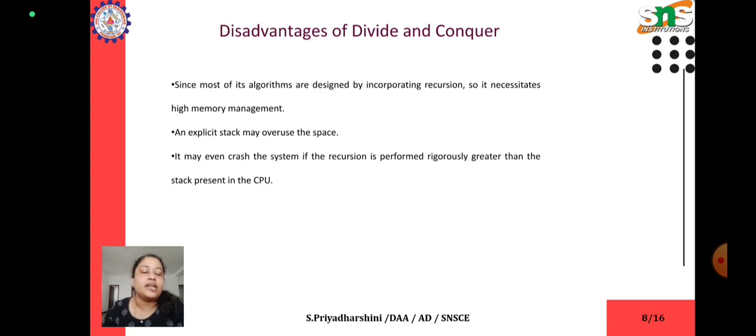The next one is the disadvantages. Since most of its algorithms are designed by incorporating recursion, it necessitates higher memory management. It also needs an explicit stack, so the overuse of space should be avoided. It may even crash the system if the recursion goes deeper than the stack present in the CPU. So this is all about divide and conquer.